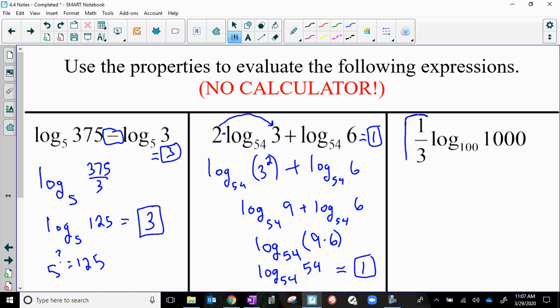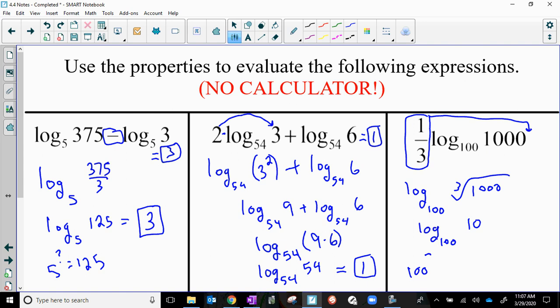Another way is to think, hey, 1/3. I can make that a power for 1,000. Well, remember, fractions as a power are really radicals. So it's the cube root of 1,000, which is something I know fairly well. That's 10. Now we're taking 100 to what power is 10.